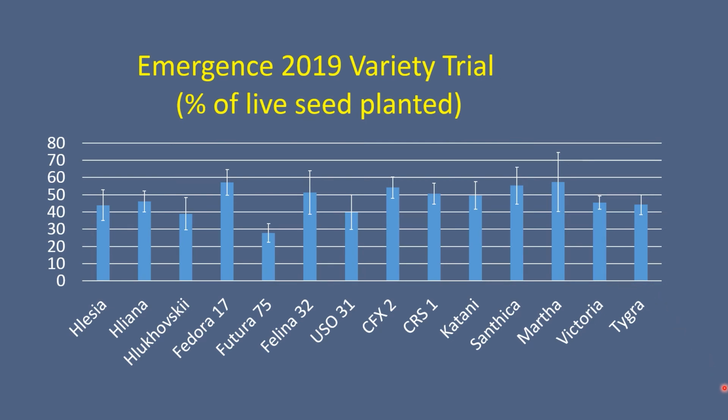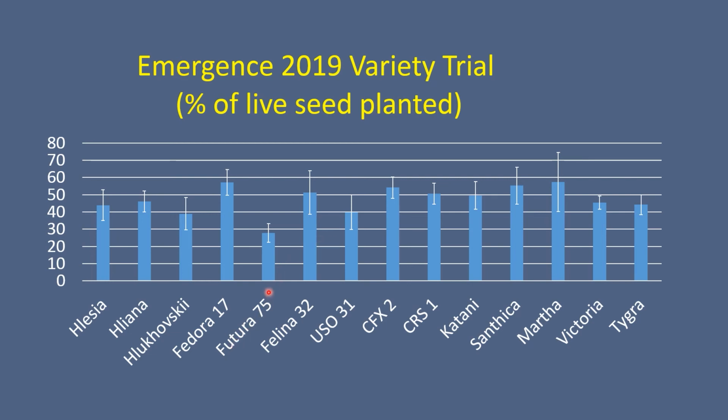Even after accounting for germination, and this is one of our research trials that we did, we accounted for the germination, planted everything at about the same rate of live seed per acre. Then we came back and counted plants a few weeks after transplanting, and we still found that a significant percentage of the live seed that we planted did not establish a viable plant. So these numbers show the percentage of live seed that was planted that actually emerged.